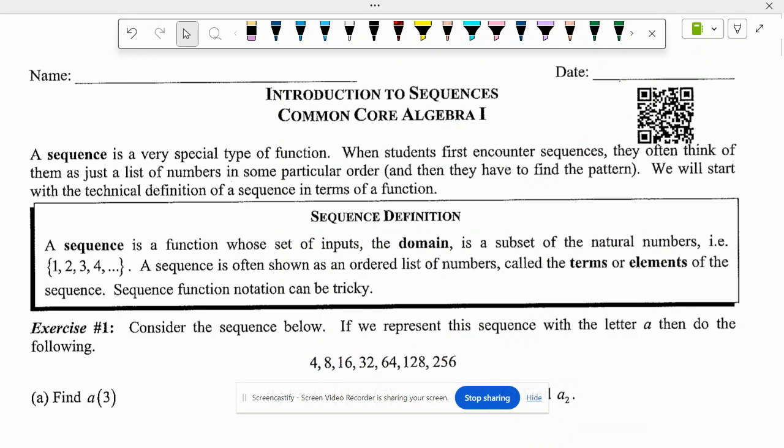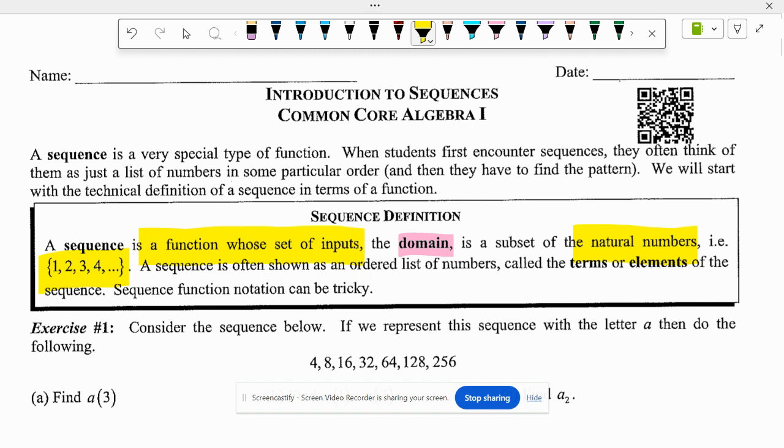We're going to start with the technical definition of a sequence. So a sequence is a function whose set of inputs, which is the domain, is a subset of natural numbers. So I need to talk to you guys about natural numbers. When you first learned how to count, you were little, right? And you started with the number 1. You didn't learn 0 when you were 1 or 2 or 3 years old. So natural numbers are just whole numbers that start with 1.